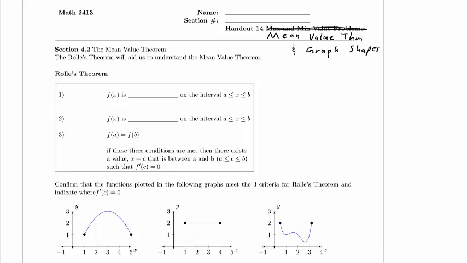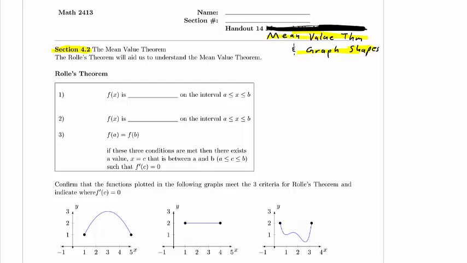Today we're going to be discussing Handout 14, and in Handout 14 we will be talking about the mean value theorem, and then later on we'll be talking about the different graph shapes and how derivatives affect the shape of graphs. And this will be section 4.2 and section 4.3 in your text.